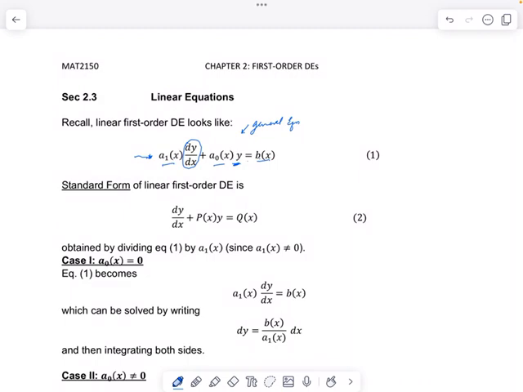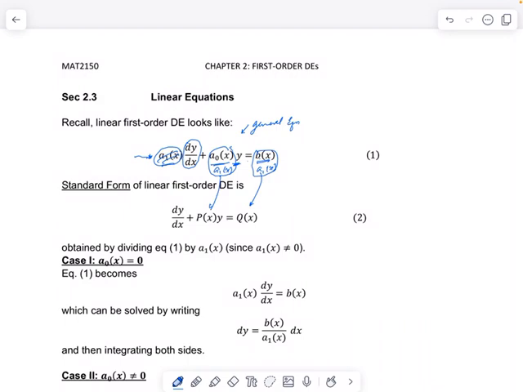What is the standard form of the linear first order differential equation? Again, this is something we saw maybe before. We divide the whole thing by the function a1 of x, so that cancels out here, and a0 of x over a1 of x and the right side function over a1 of x appear. These are new functions now, so we combine them and call one p and the other q. So now the equation looks like dy by dx plus p of x times y is equal to q of x.